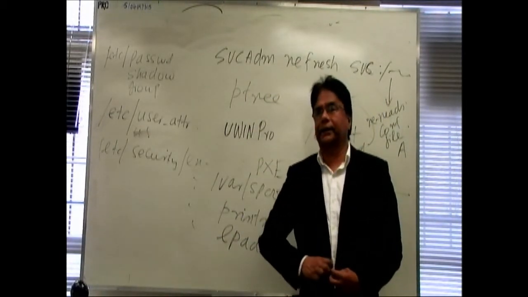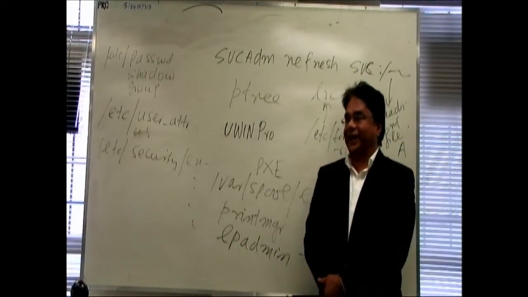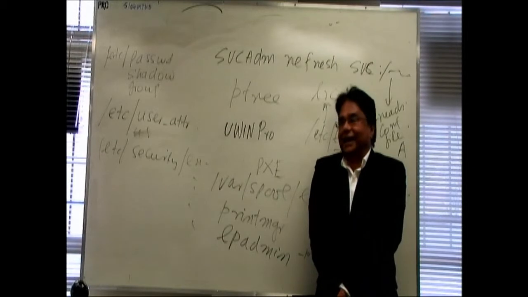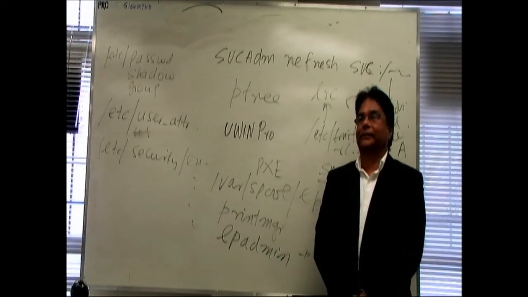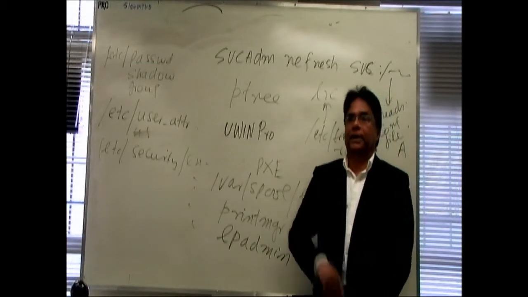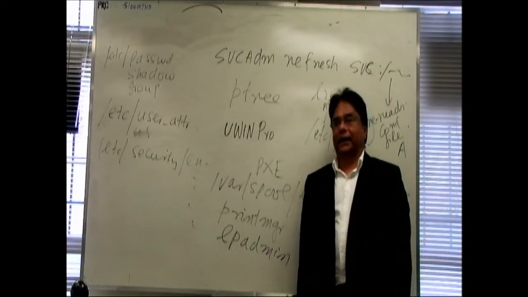Suppose your repository got corrupted. Nowadays corruption is there everywhere, right? So how will you restore the repository? You use the library: /lib/svc/bin/restore_repository.